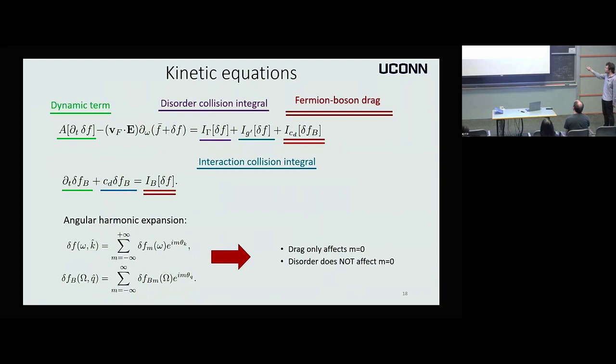So to make progress with these equations, we also use angular harmonic expansion for all of these functions because we have a circularly symmetric problem. And then you realize two important things: that these drag effects actually only affect the m equals 0 harmonic. The reason being, again, that the interaction between fermions and bosons is completely spatially disordered, so it scrambles the momentum, leaving only the uniform component. And on the other hand, the disorder does not affect the m equals 0 harmonic because that harmonic is associated with energy, and disorder is just elastic scattering.